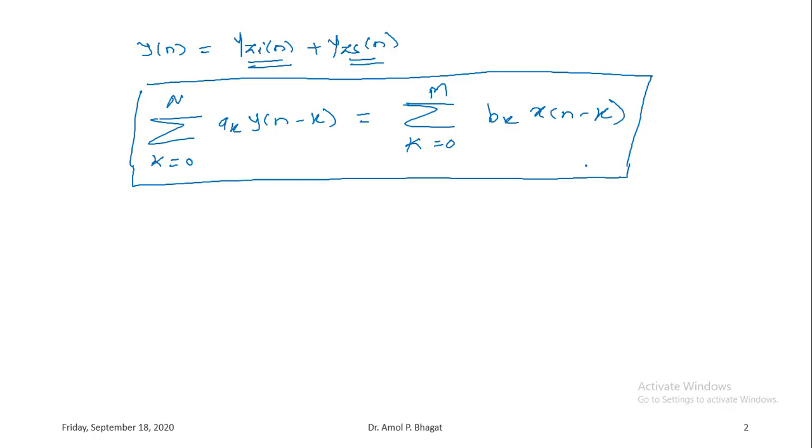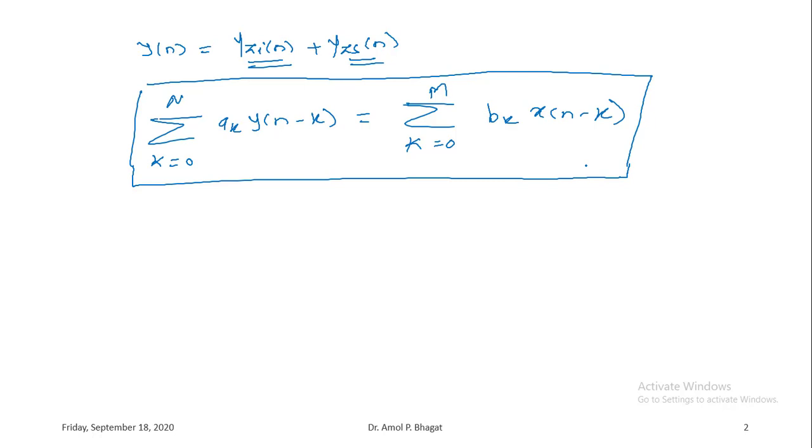So given a linear constant coefficient difference equation as the input output relationship describing the LTI system, our objective is to determine an explicit expression for the output y of n. We are interested in identifying the output y of n simply. Whatever method we look at, to get the total solution we should know the zero input response and zero state response.